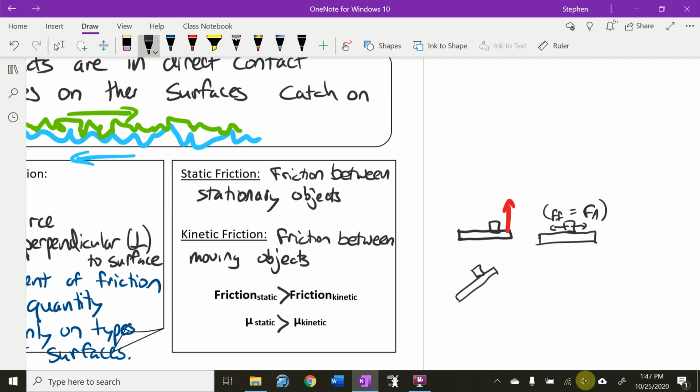But once it starts to slide, so let's say I'm pushing this along here, and I keep increasing my applied force, well, once I get the force big enough so that the static force of friction can no longer keep up with it, that's when it's going to start to slip.